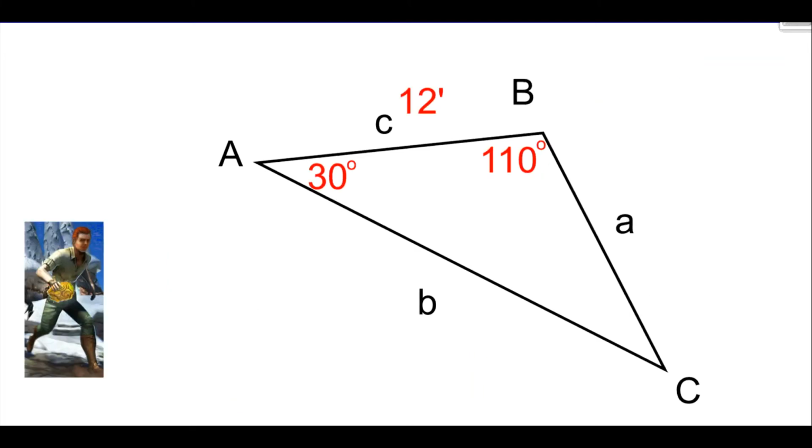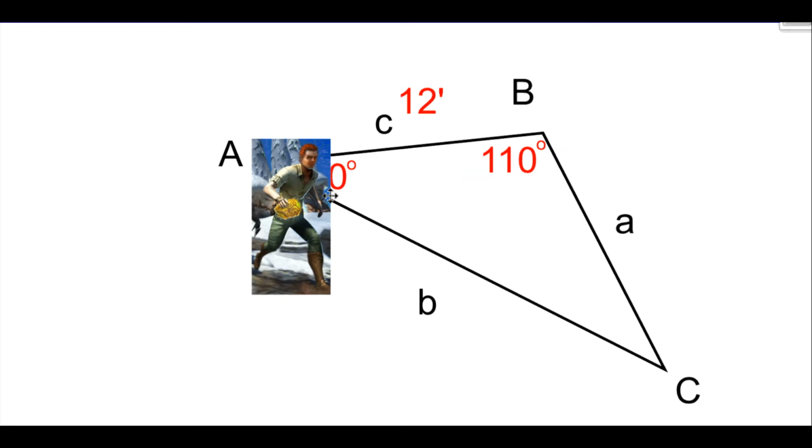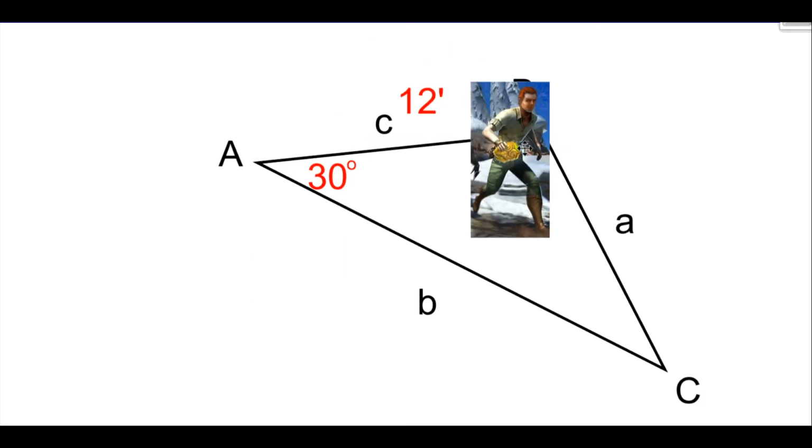So forget about tokens for a second. You're going to see numbers. You're going to see angles and sides, but it's just the same thing. Angle, side, angle.